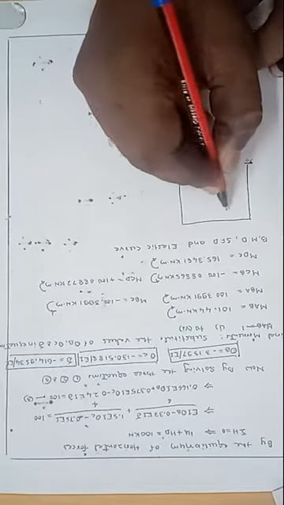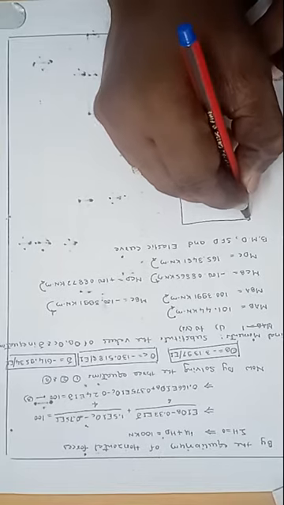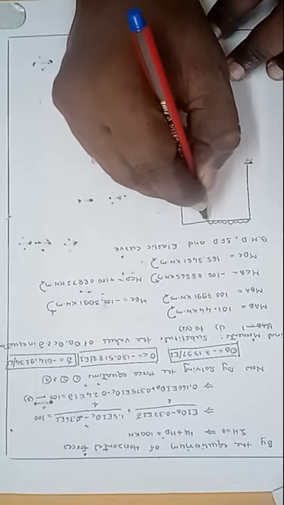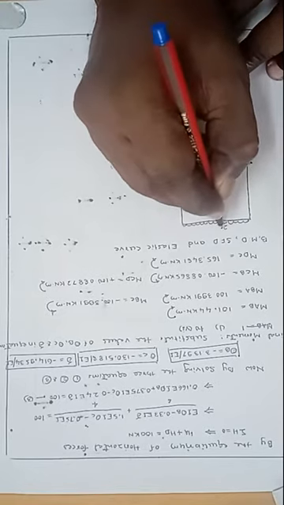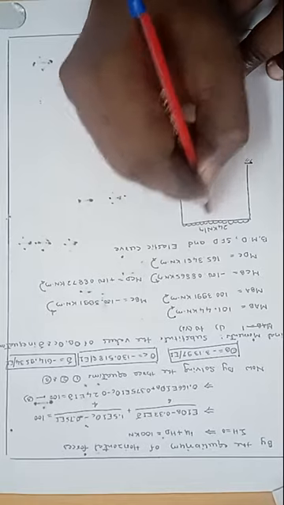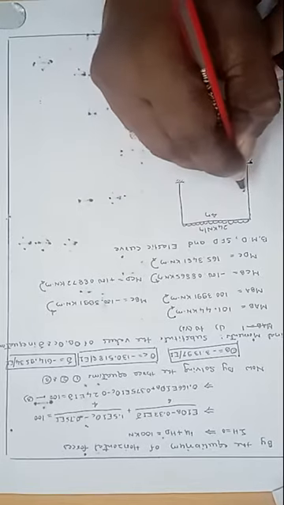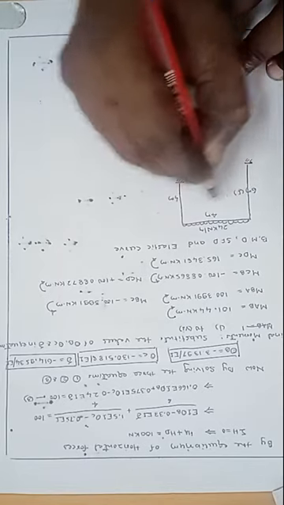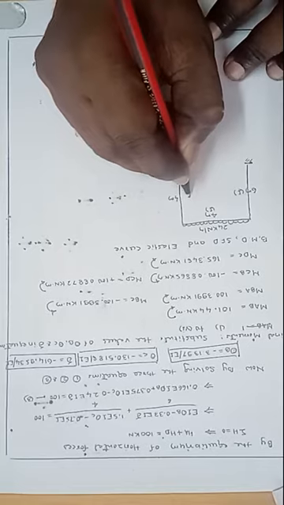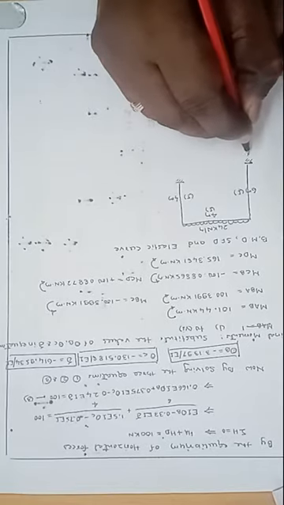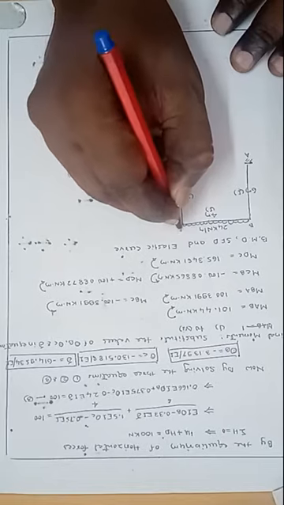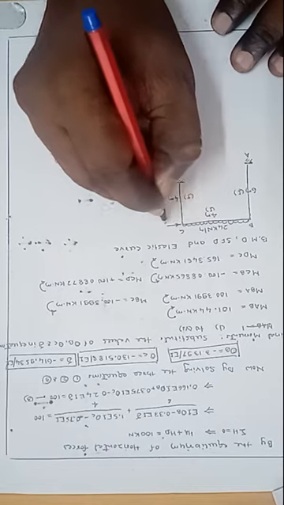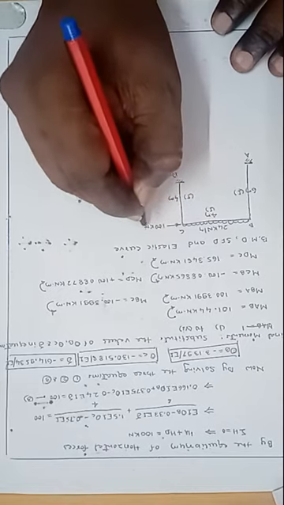The member is subjected to a UDL of 24 kilonewton per running meter. This length is 4 meter, this length is 6 meter, and this length is 4 meter. The moment of inertia is I for all members. This point is A, this point is B, this point is C, this point is D. It is subjected to a lateral force of 100 kilonewton.